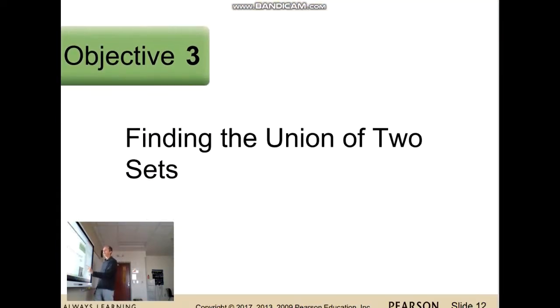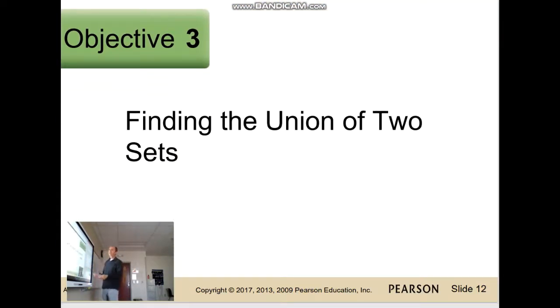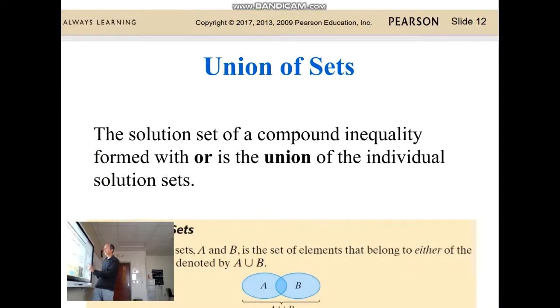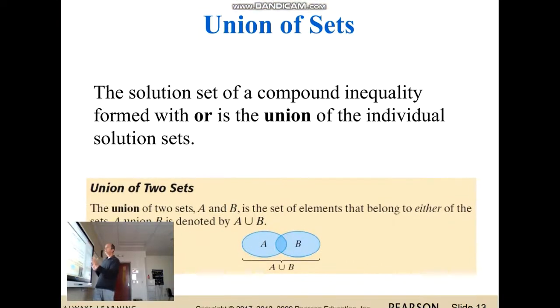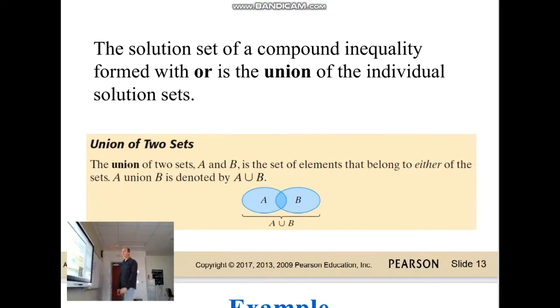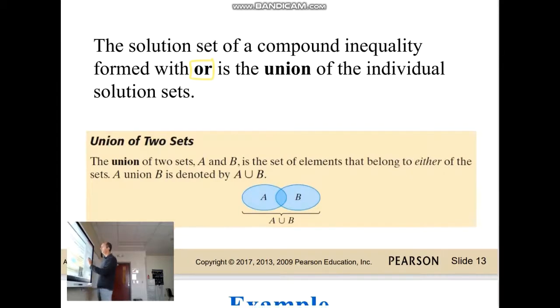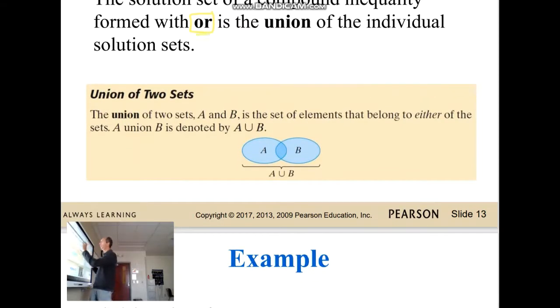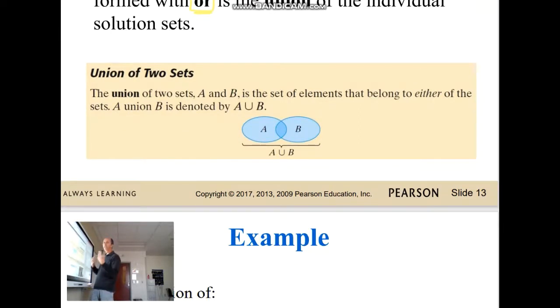All right, moving to the next objective, finding the union of two sets. We worked before with intersection, now we will work with union. The solution set of a compound inequality formed with OR is the union of the individual solution sets. In the same way that AND means intersection, OR means union. Every time you see the word OR in a question like that, you will understand this means union.